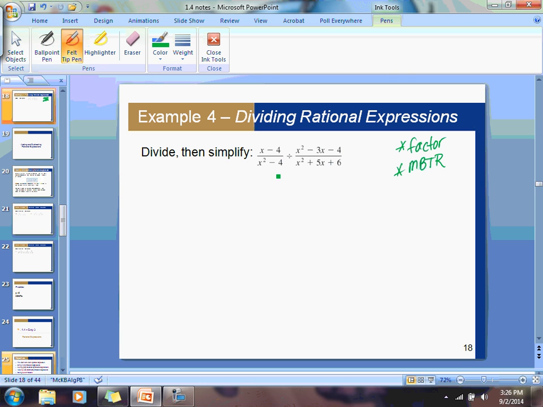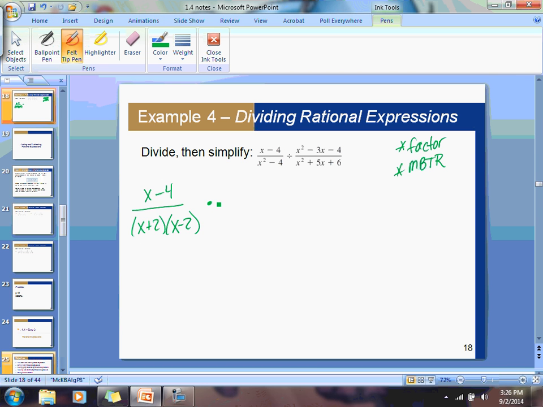So in my first fraction, I have a binomial over binomial. The binomial in my numerator, I can't do anything to simplify it, so I'm just going to leave it x minus 4. My denominator, though, is a difference of two squares. So that'll be x plus 2 times x minus 2.